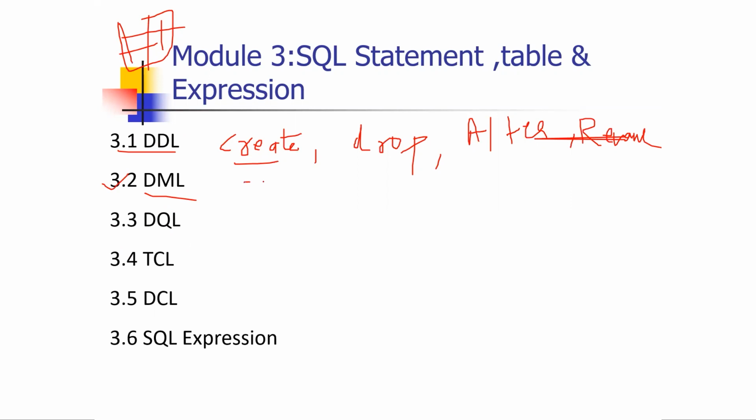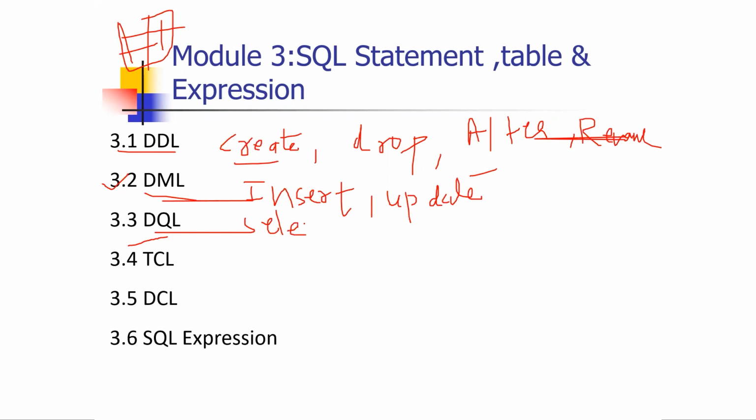Here the statements are like insert values, insert data, update data. These are the statements for DML. Then DQL, data query language. Query language means now you have stored data somewhere, and now you want to see that data. You have to use the command select. Select star from the database.